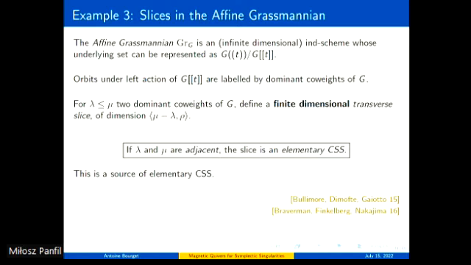And then the slice between any two orbits labeled by two co-weights like this is a finite dimensional slice of dimension given by this, where rho is the Weyl vector. And if lambda and mu are adjacent, so they are right next to each other in this partial order, so they differ by a co-root, then this is an elementary conical symplectic singularity. So by scanning through all affine Grassmannians of all simple Lie groups G and looking at all possible transverse slices like this, we have already a big list, and that's where that list came from.